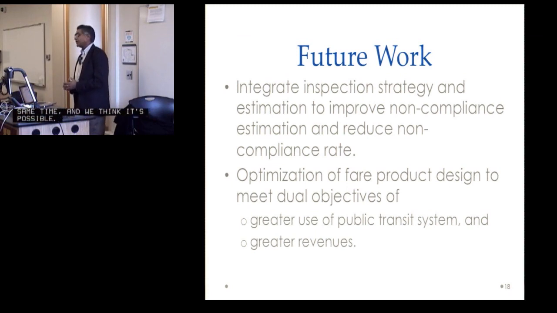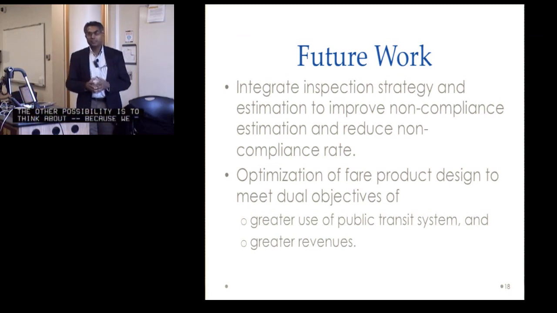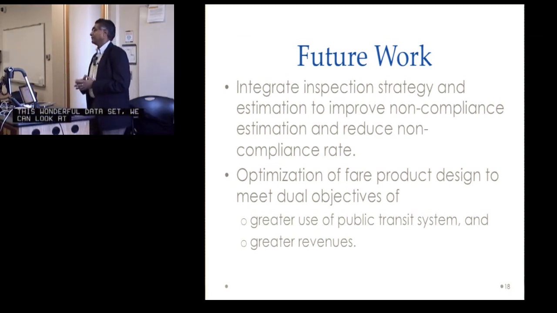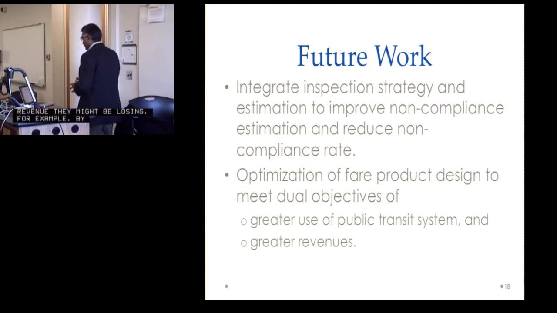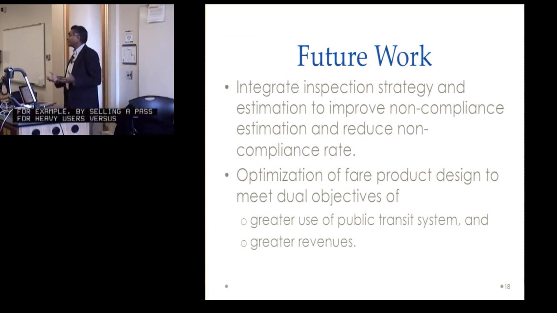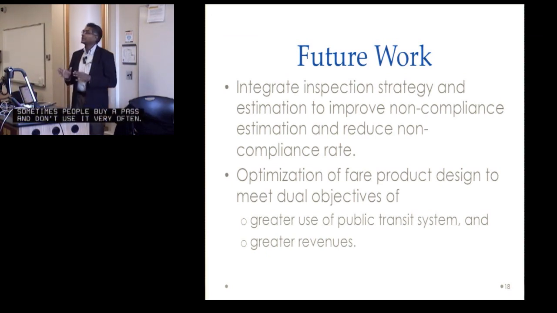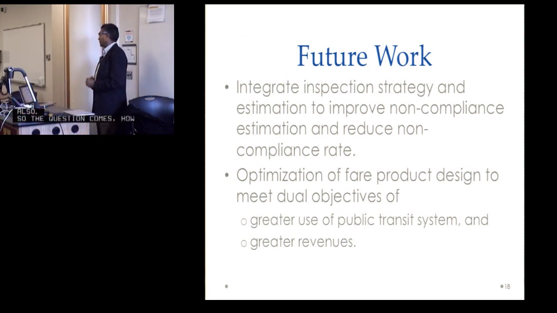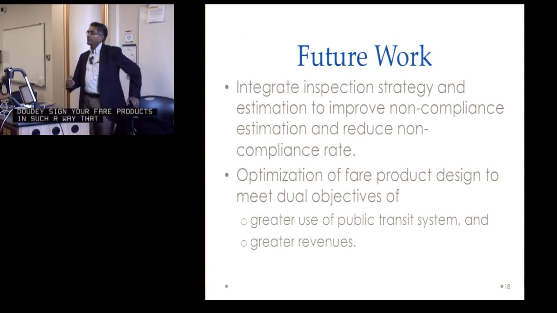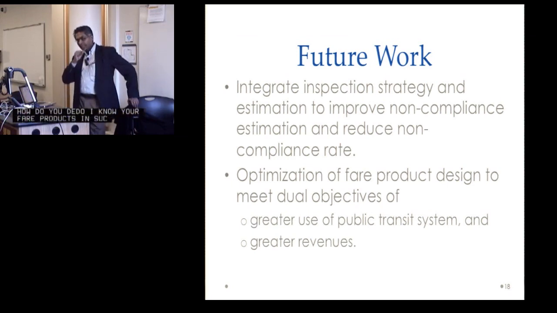The other possibility is to think about, because we have this wonderful data set, we can look at when they sold a pass, how many times the users actually use it. And how much revenue they might be losing, for example, by selling a pass for heavy users versus sometimes people buy a pass and don't use it very often. So right now there are certain product categories. There are certain types of passes, monthly passes. I think there's a weekly pass also. So the question comes, how do you design your fare products in such a way that you look at the pattern of usage and then try to maximize both the ridership and the revenue that transit systems can get from these sorts of fare products. So product differentiation, basically.